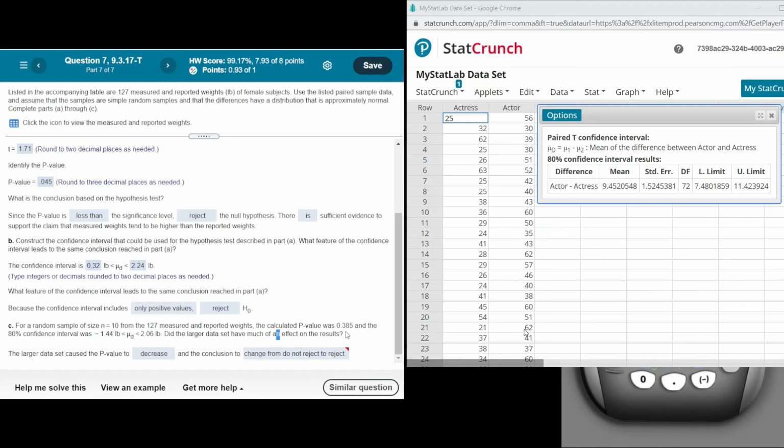Let me see. Maybe I'm missing something. For a simple random sample of size n equals 10 from the 127 measured and reported weights, the calculated p-value is 0.385. And the 80% confidence interval was between here and here. Did the larger data set have much an effect on the results?